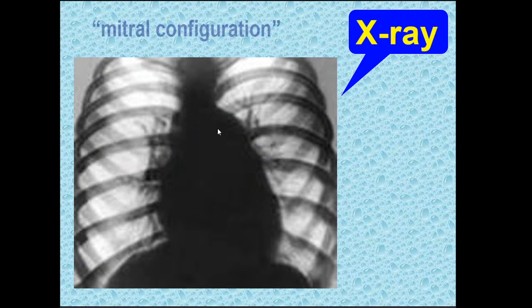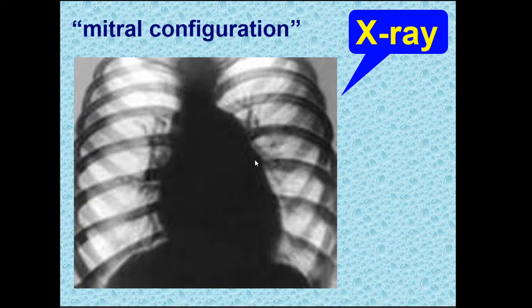X-ray examination will reveal a specific configuration of the heart. We are talking about mitral configuration. You see, due to hypertrophy of the left atrium and right ventricle, the heart has a specific ball-like configuration. It is mitral configuration, which is characteristic for mitral stenosis.